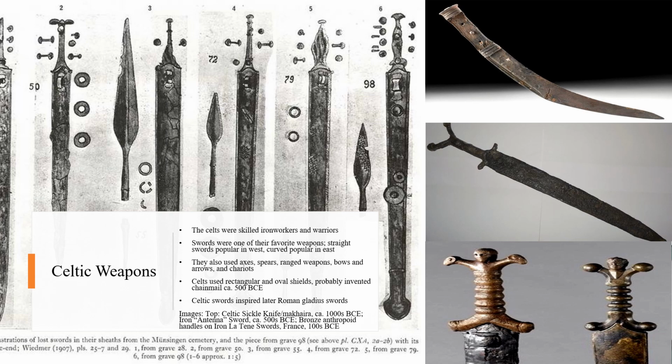And of course, the Celts used other weapons. They used axes, spears, ranged weapons like bows and arrows, and they used chariots as well. And their shields, they made a variety of types of shields, but they were usually oblong, either oblong and rectangular or oblong and oval shaped. And the Romans made their shields oblong, like the Celts, rather than the Greeks, who preferred round, circular shields.